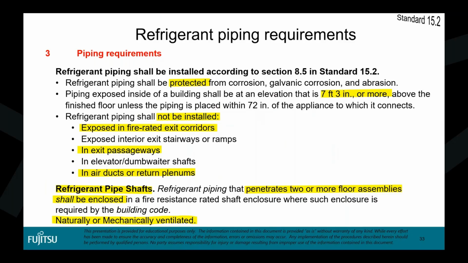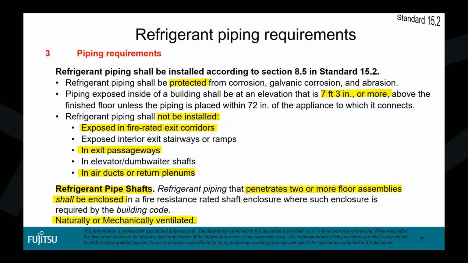The standard says also, this is standard 15.2, again for the residential pipe shaft. You need to have a pipe shaft if it penetrates 2 or more floor assemblies. Then you need to have a fire resistance rated shaft required by the building code. And if you have that shaft, it needs to be naturally or mechanically ventilated, and the sizes and how much CFM and openings and all that is described in the standard. And that is the way it is now. I wouldn't be surprised if they change that requirement soon, but I'm coming back to that in a few slides. So that is standard 15.2.